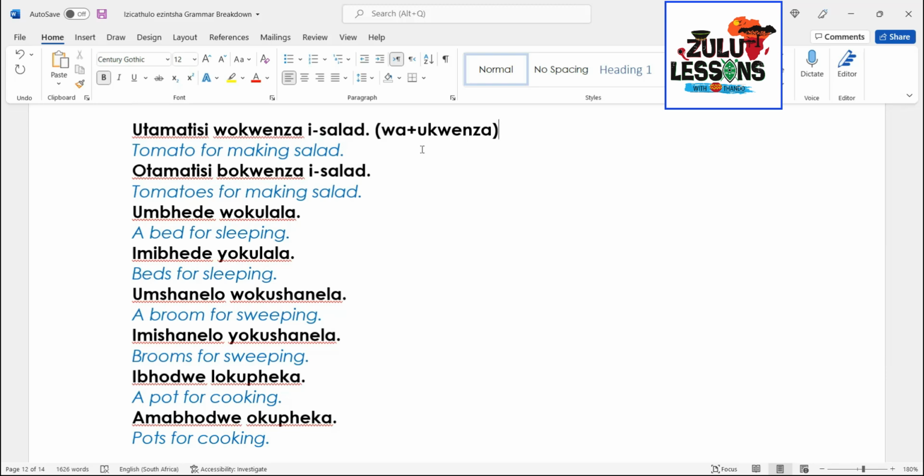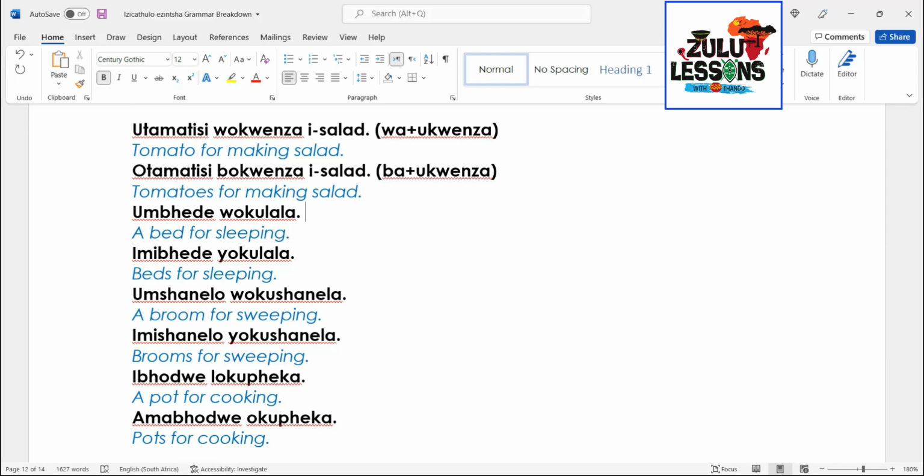So utamatisi wokwenza is what we end up with because this is going to blend and become an O. So tomato for making salad. Otamatisi, so tomatoes, for making salad. The prefix for otamatisi's possessive pronoun will be ba. So otamatisi, and so we're saying ba and ukwenza, which is doing or making. So otamatisi bokwenza.